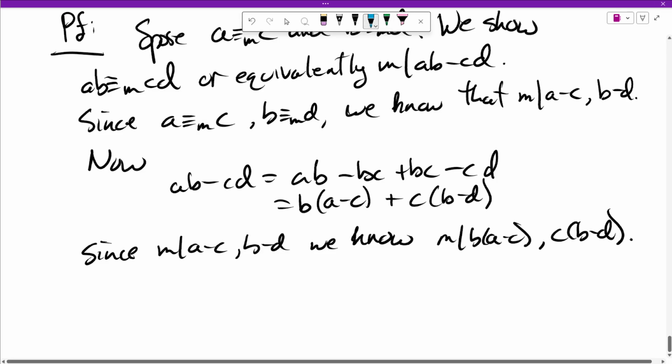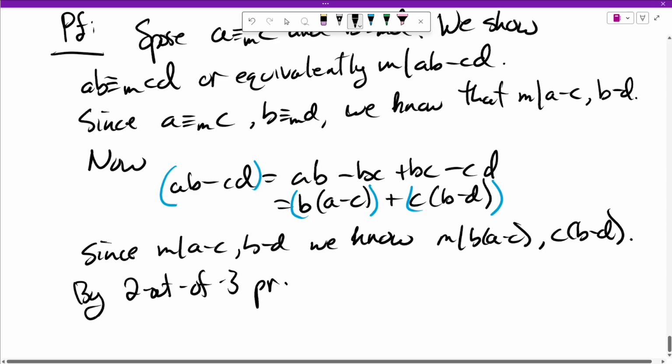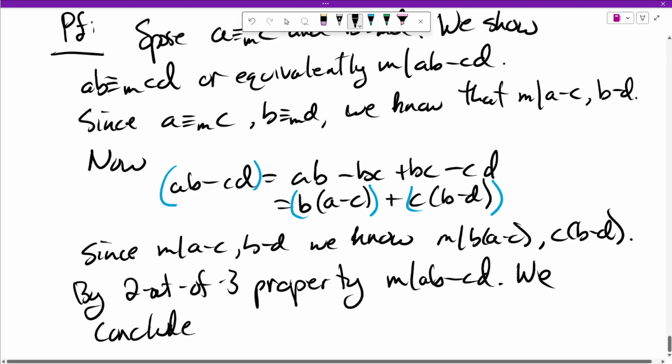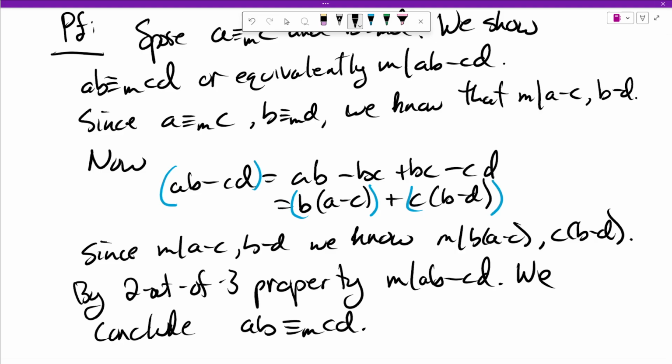So what do we have here? Well, we have an integer that is equal to a sum of two integers, and m divides both of the terms on the right, so it must divide the term on the left by the 2 out of 3 property. And this is what we wanted to show. Let me just write one more sentence to be clear about what we proved. So we conclude from this that AB is congruent to CD modulo m.